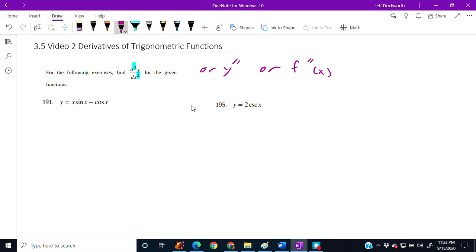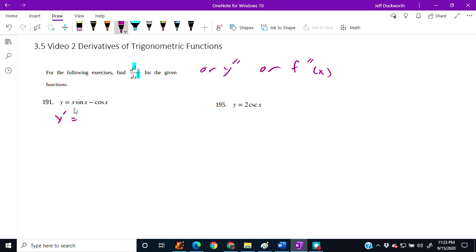I'm going to express it as y prime and y double prime. I find that easier, but you do what you want. Any of these three are going to be fine. You'll see all the different notations. All right, so y prime.